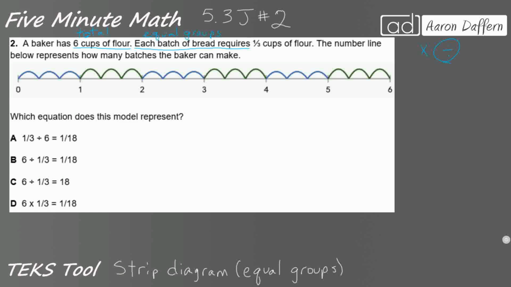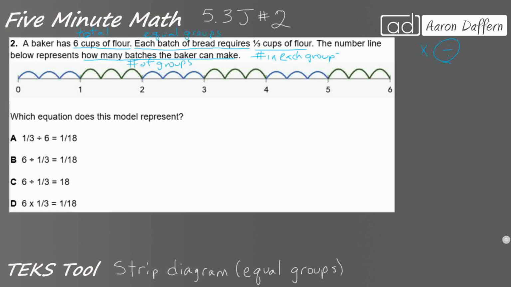So this 1/3 cup is going to be 1/3 cups of flour. And so that's how much is in each group. And so we'll put this right here, number in each group. So we have a whole bunch of sets or groups of 1/3. And then the question is how many 1/3s? How many batches can the baker make? So this is the number of groups.